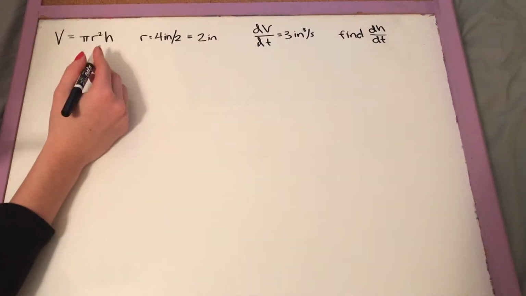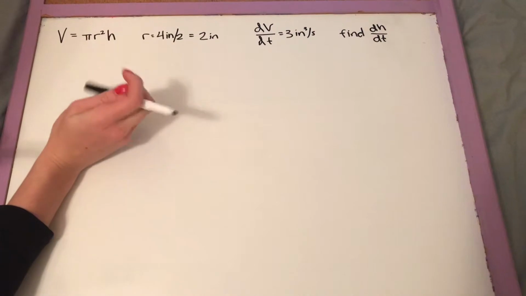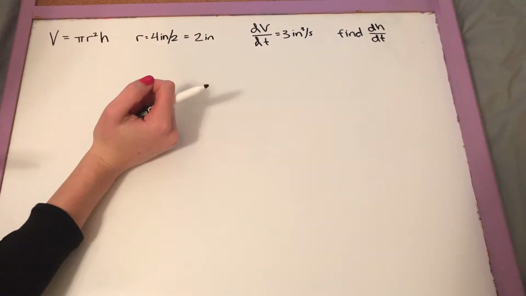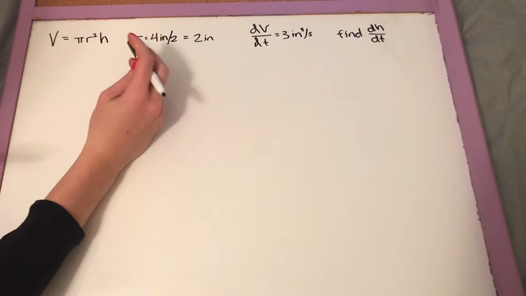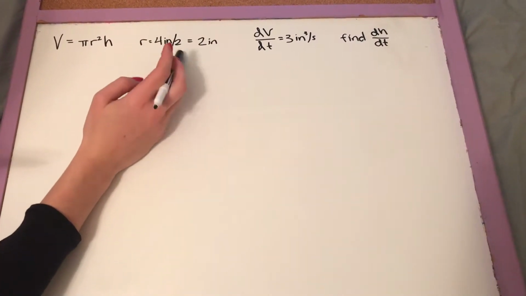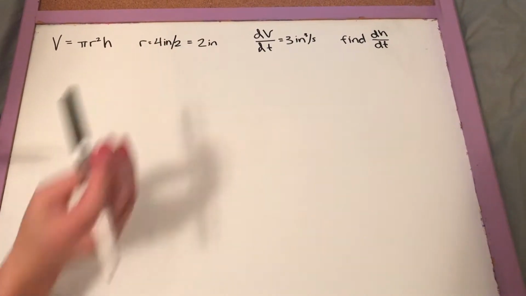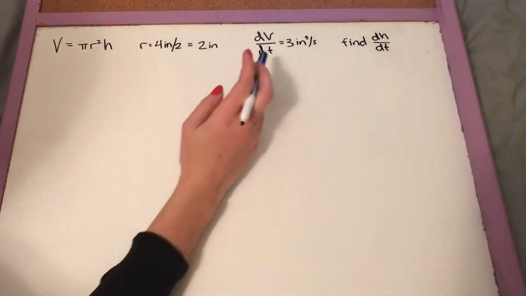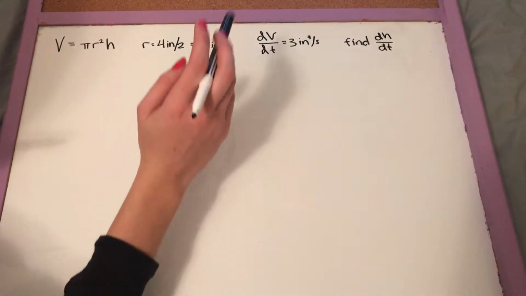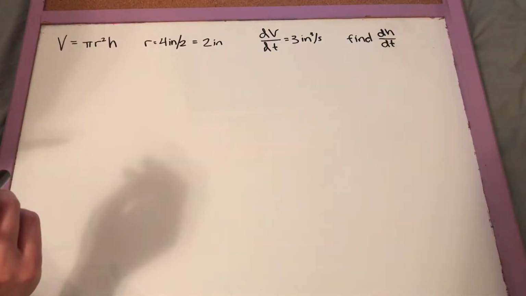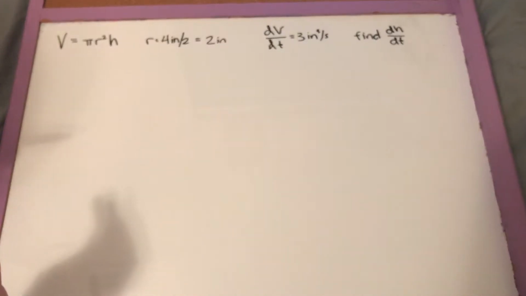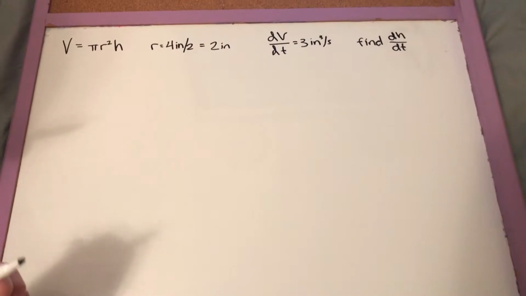So, we need to use a formula that includes all the components that we're given, which is diameter. We're given 4 inches as our diameter, but we need radius. So in order to get radius from diameter, you divide by 2. So 4 divided by 2 is 2 inches. Next, we're given the inches cubed per second of the coffee dripping into our glass. Next, we're trying to find the dH/dt, the change in height over time.